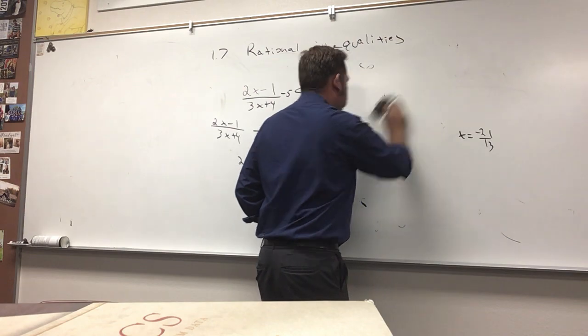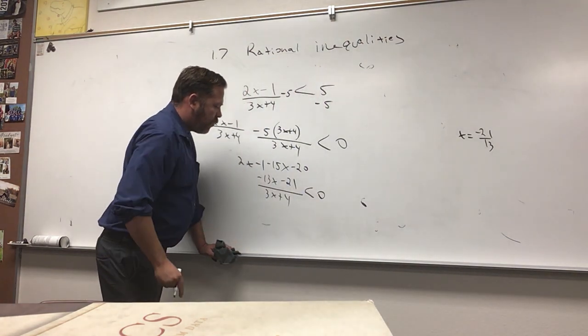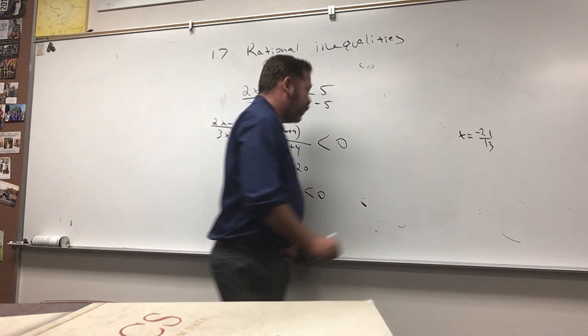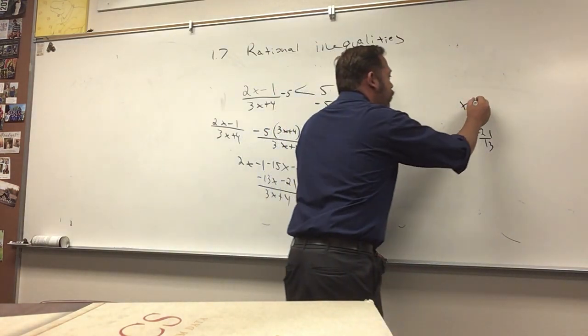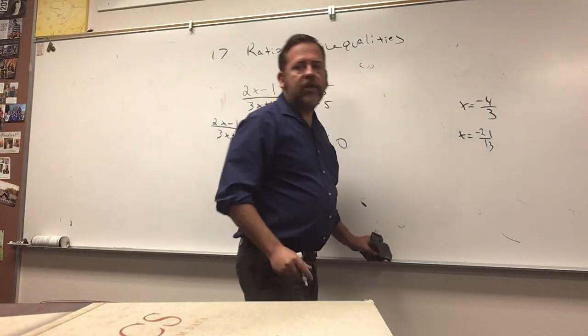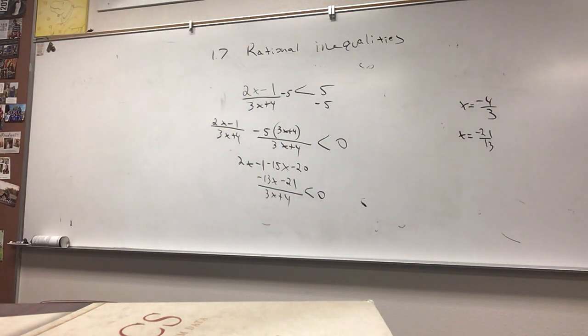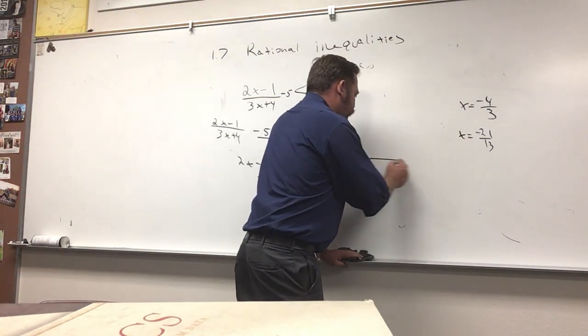Let's find our other number. That's going to help us find our other region. Well, that one's a little easier. 3x plus 4. If I subtract 4 and divide by 3, my other one is going to be x equals negative 4/3, right? So those are my special regions. These numbers aren't the friendliest numbers in the world, are they? Negative 21 over 13, negative 4/3. We're going to make a number line.